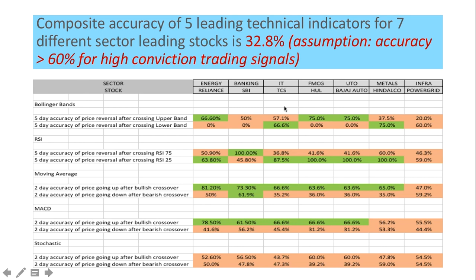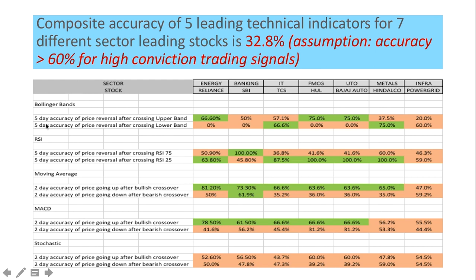So the way this is organized here is we have taken a leading stock from 7 different sectors. These are the 7 different sectors, and these are the leading stocks in each of those sectors. And here we have compared the performance of 5 leading technical indicators on each of these 7 stocks.